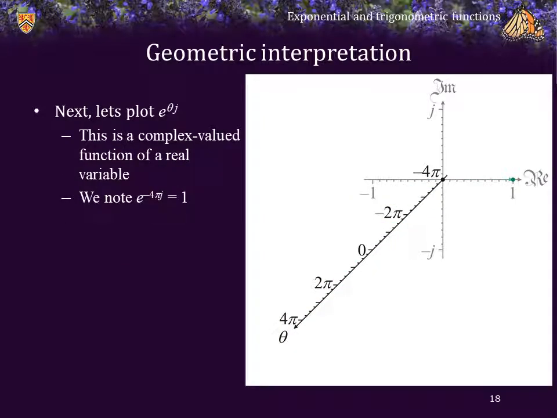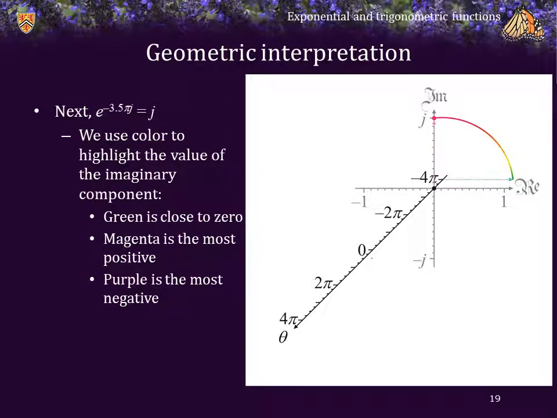Next, let's plot e to the theta j. This, however, is a complex valued function. So while we note that e to the negative 4 pi j is equal to 1, we note immediately next that e to the negative 3.5 pi j is equal to j. Now, to emphasize that this is an imaginary number, we're going to highlight the magnitude or the value of the imaginary component by using green for numbers where the imaginary component is close to 0, magenta for those that are most positive in the imaginary component, and darker colors for those that are more negative.